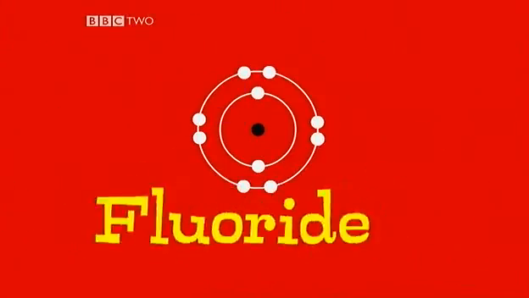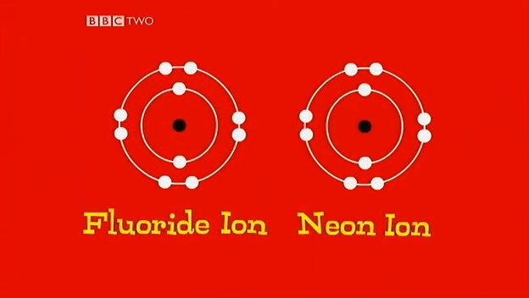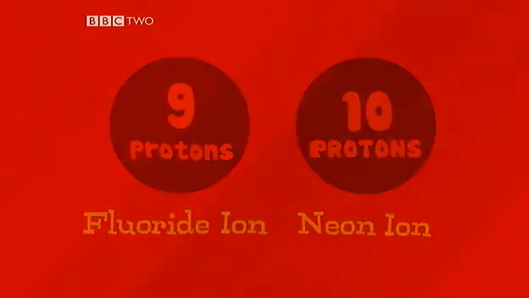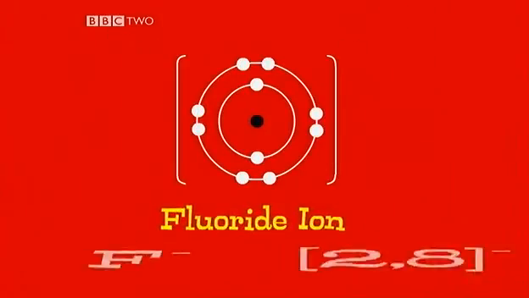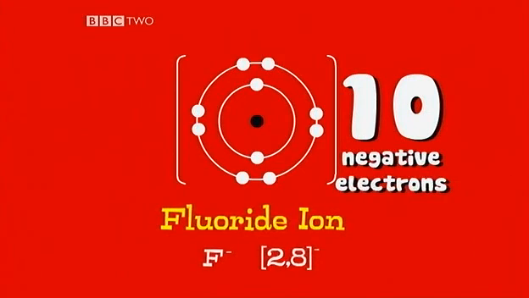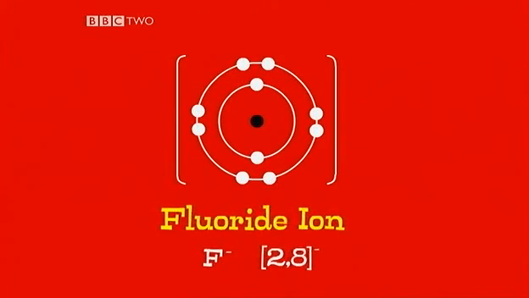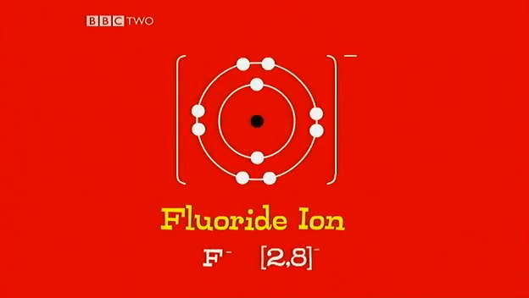Again, looking at the diagram of the fluoride ion, it is remarkably similar to neon, but neon has 10 protons and the fluoride ion just 9. It's important not to get the two confused. 10 negative electrons and 9 positive protons leaves fluoride with a net result of 1 negative charge. We write a minus sign to show this.